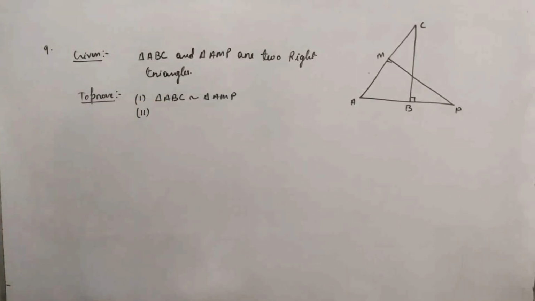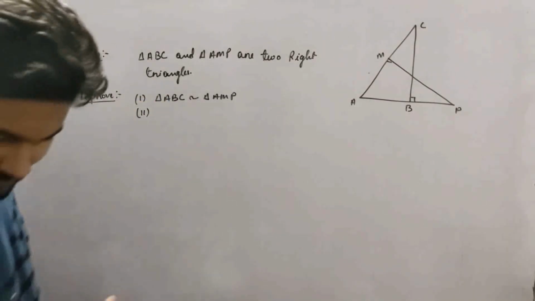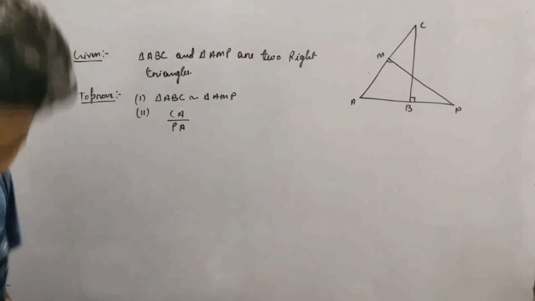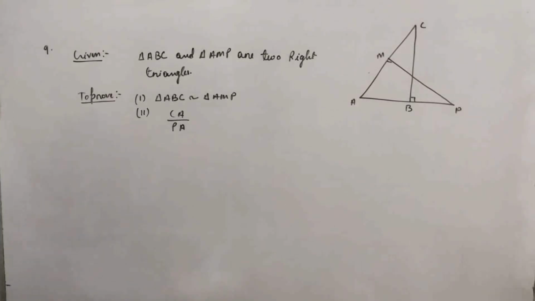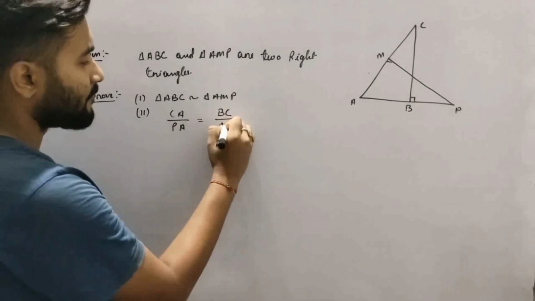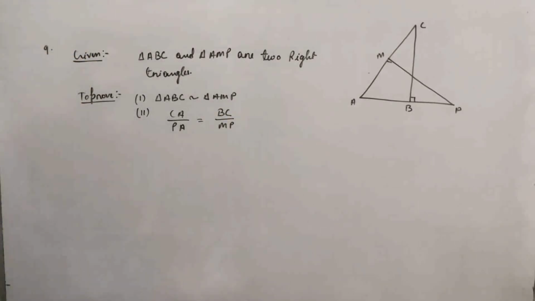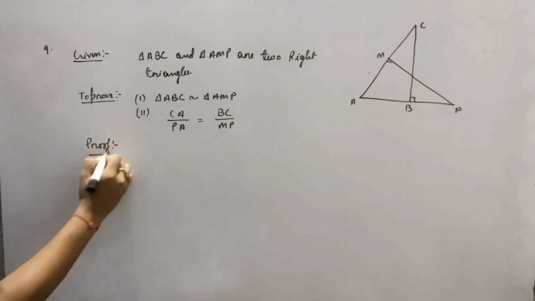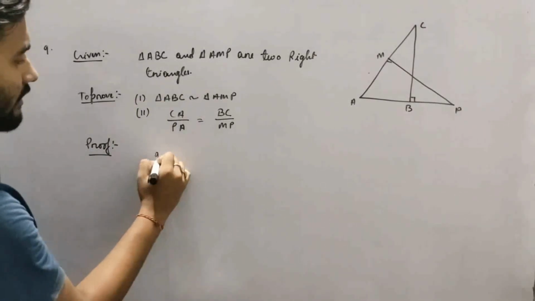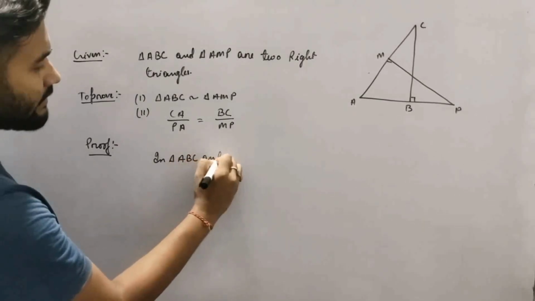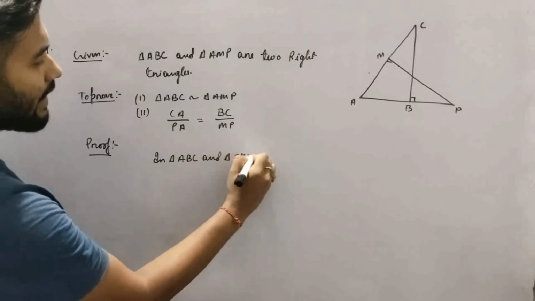And number 2, what is there? CA by PA will be equal to what? BC by MP. So this is the question. Okay, so start proof. At first, these are the two questions. So in triangle ABC and triangle AMP.